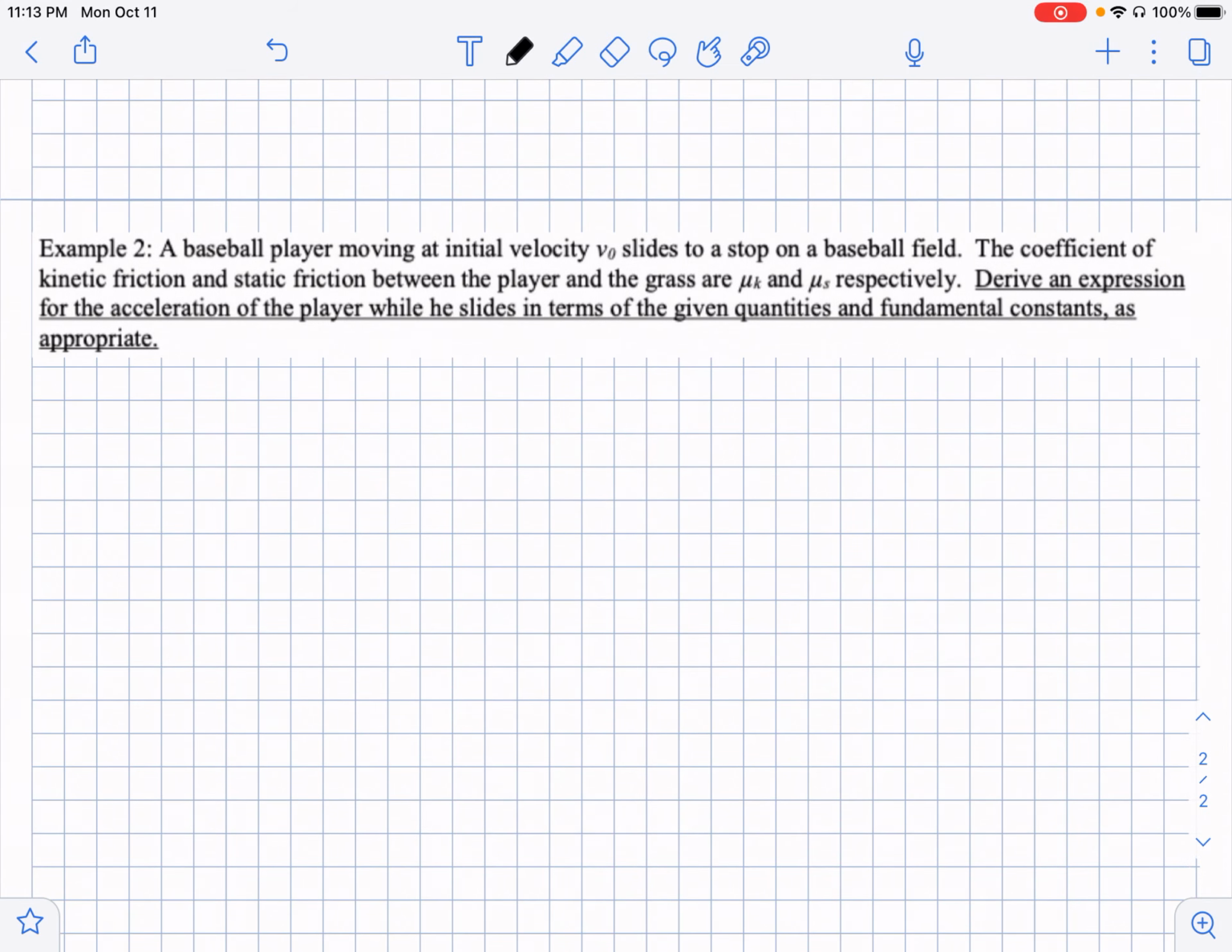This one here, we have a baseball player that's moving with the initial velocity v naught. He slides to a stop on a baseball field. The coefficient of kinetic friction and static friction is mu k and mu s, and then we're asked to derive an equation for the acceleration of the player while he slides in terms of the given quantities and fundamental constants.